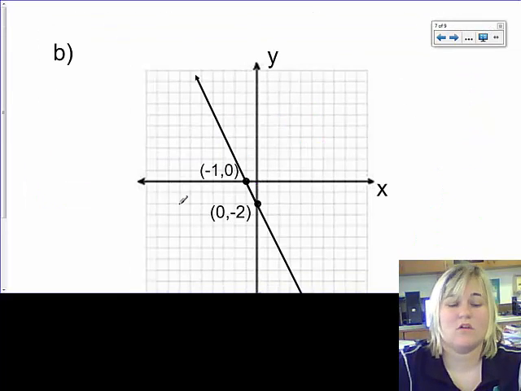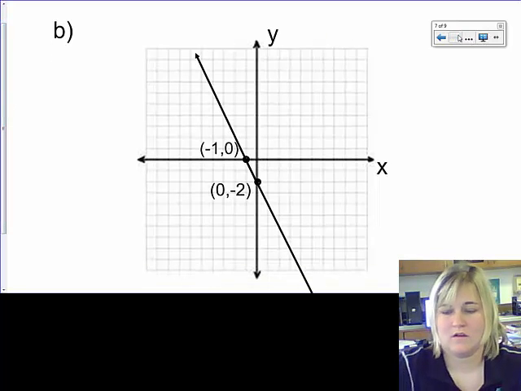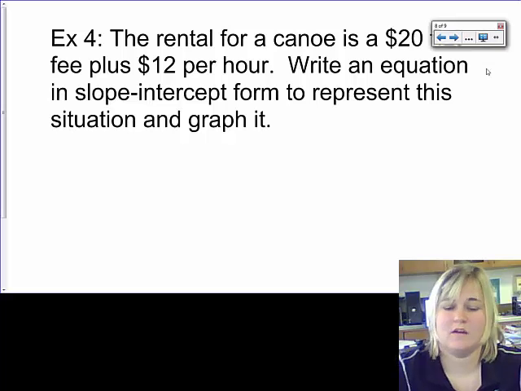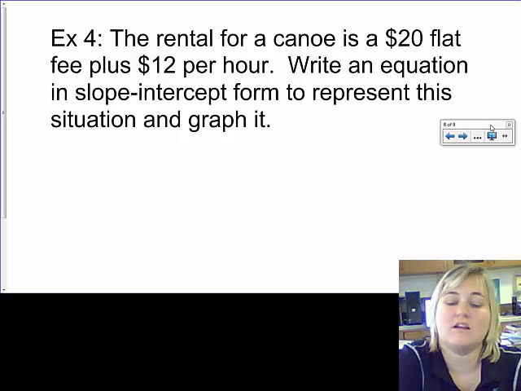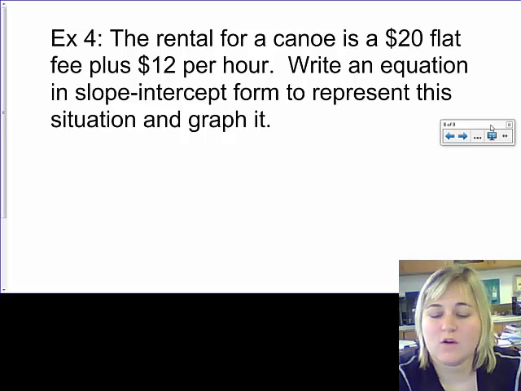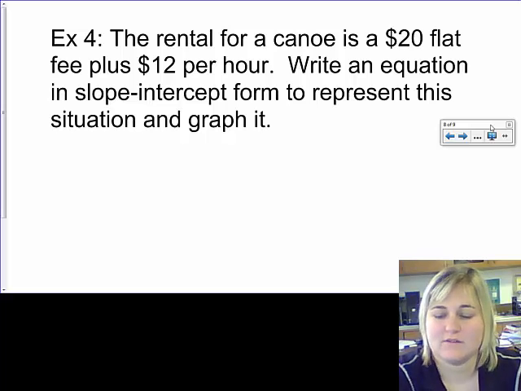I want for you to do this one on your own. Last example here. The rental for a canoe is a $20 flat fee plus $12 per hour. Write an equation in slope-intercept form to represent this situation and graph it.